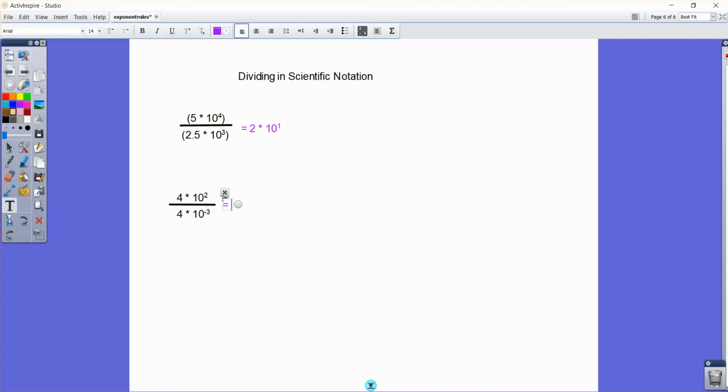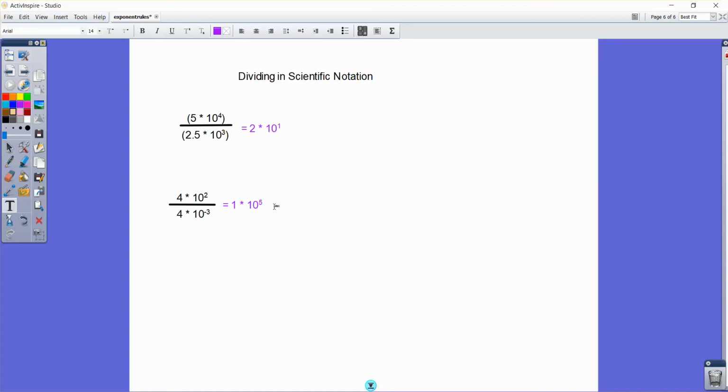What's 4 divided by 4? It's going to be 1. And then 10 to the 2nd divided by 10 to the negative 3rd, that's 2 minus negative 3. That means that this exponent is actually 5. So if I also think of this in standard notation, this is 400 divided by 4 10,000ths. And that makes sense now that I have 100,000 as my answer, okay?